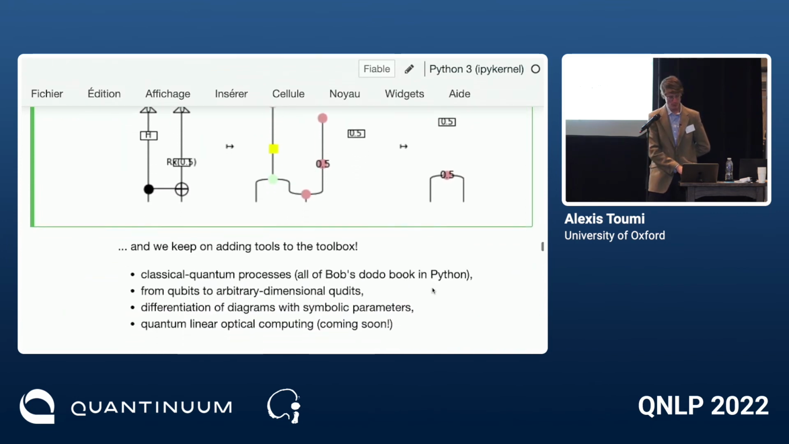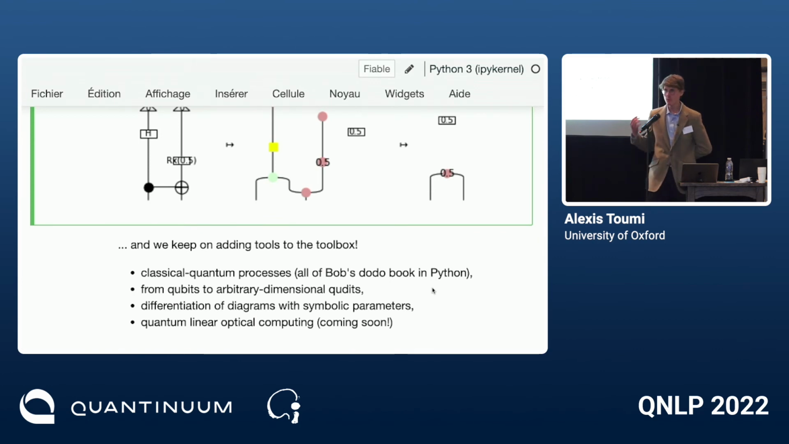So on the quantum side of things, we've been implementing classical quantum processes. So basically all of Bob's Dodo book now is implemented in Python. So if you take any piece of his book, you write down the diagram in DisCoPy, and you can start playing around with any classical quantum process. So essentially that means you need extra kinds of wires for the classical wires, and that way you get more processes that you can talk about.